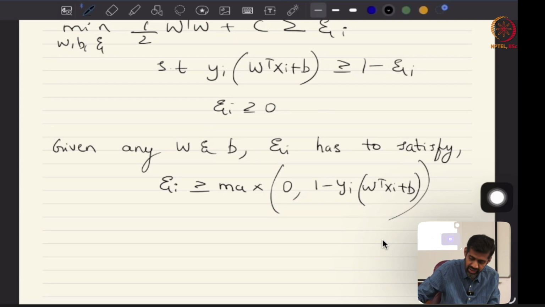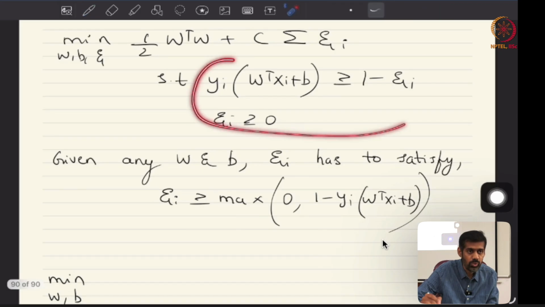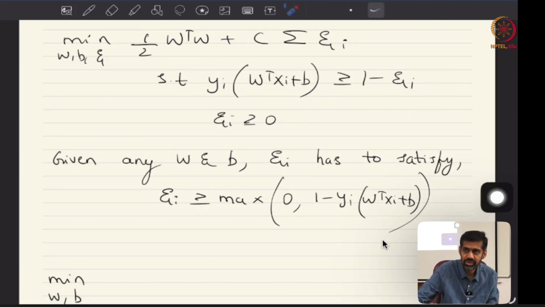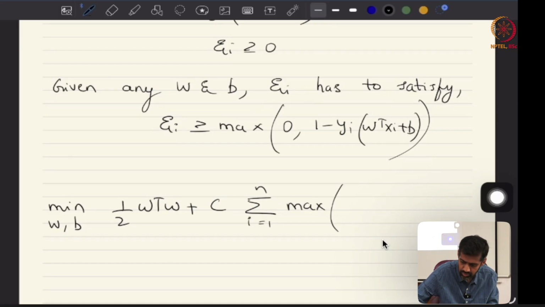Now I can rewrite the optimization problem as follows. Why did I do this? I did it because I wanted to combine both these constraints into one and write the Lagrangian for this problem. So if I do that, it's a minimization over w and b of half w transpose w plus C times, instead of xi, I can write this, correct?